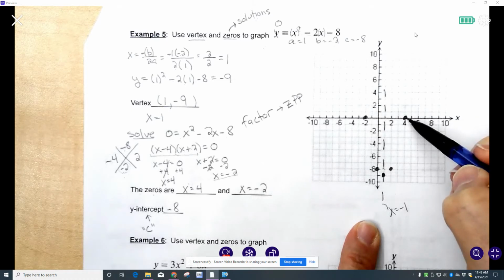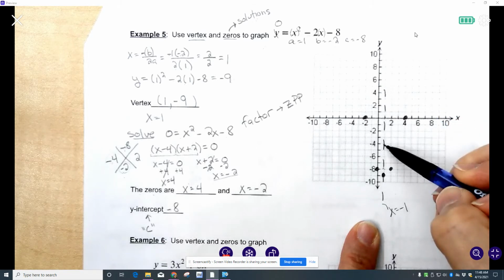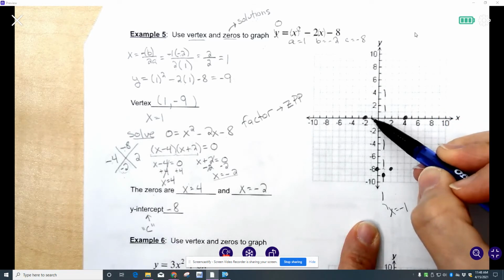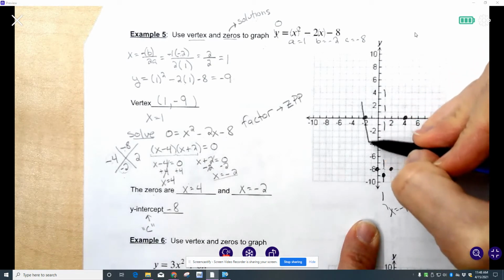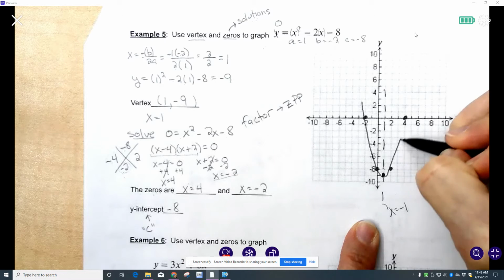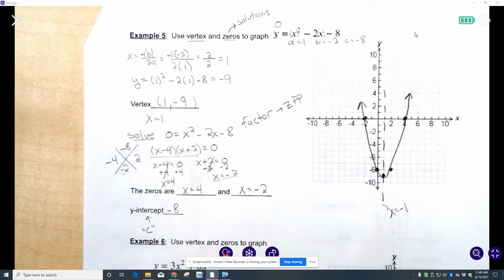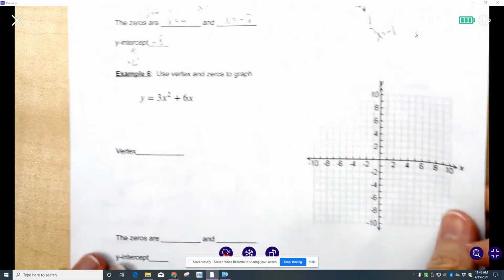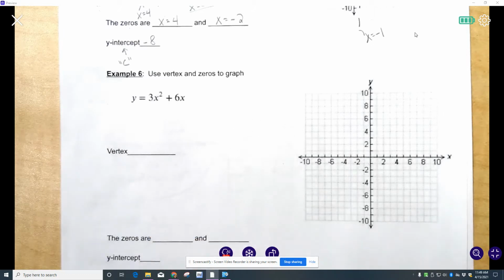Notice this is 1, 2, 3 spaces to the right of the axis of symmetry, and this other 0 is 1, 2, 3 to the left. So now I can do a pretty good graph here. And I didn't have to do a table of values. Let's look at one more of these. Again, it gives me a pretty good clue. It says use the vertex and zeros to graph.